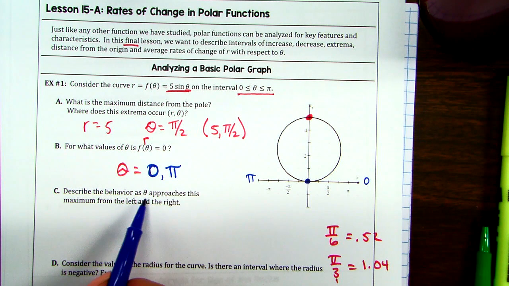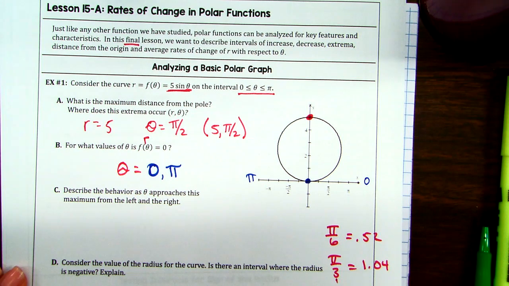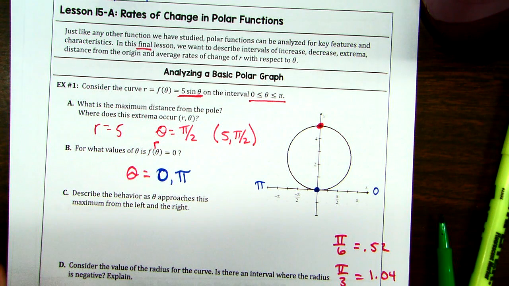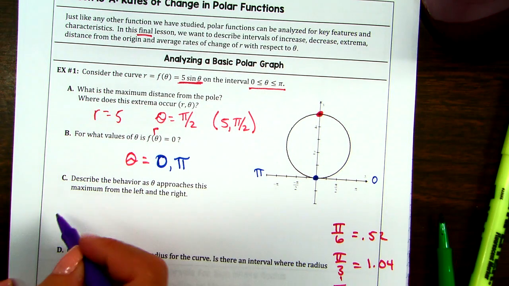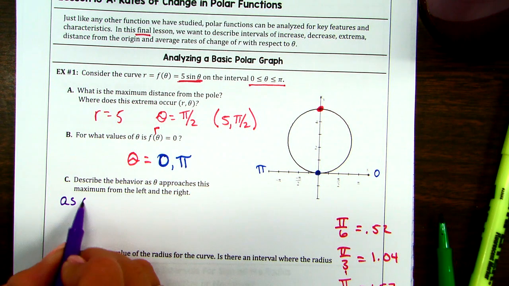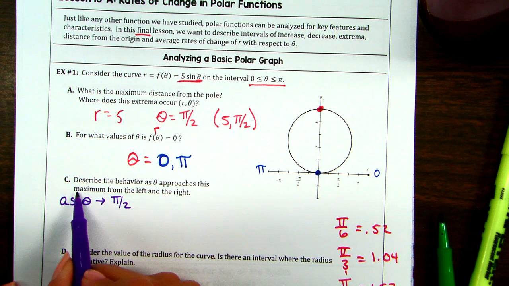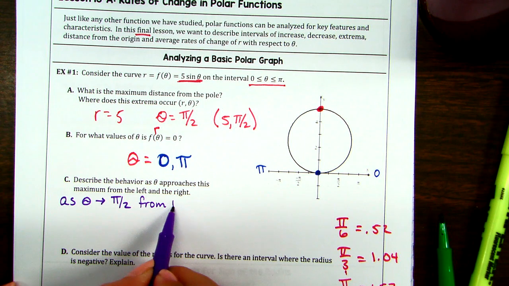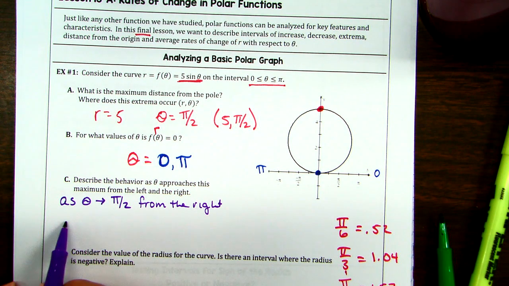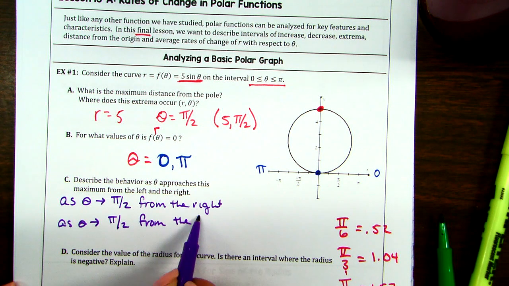Describe the behavior as theta approaches this maximum from the left and from the right. So let's set up how we're going to write this. We're practicing here now, going into review time, getting ready for the exam, how we answer things in complete sentences, not just saying it goes up, gets bigger, increases. Let's put a whole sentence. So as theta approaches pi over 2, why pi over 2? Because that's where the maximum is, from the right. And we'll have to do this again as theta approaches pi over 2 from the left. Okay?